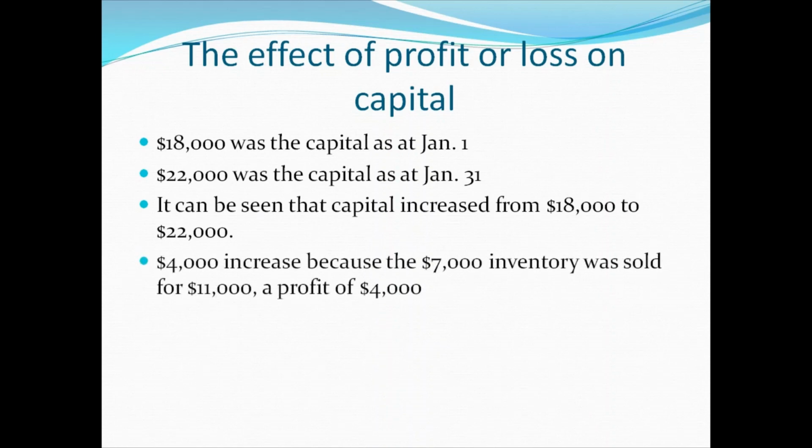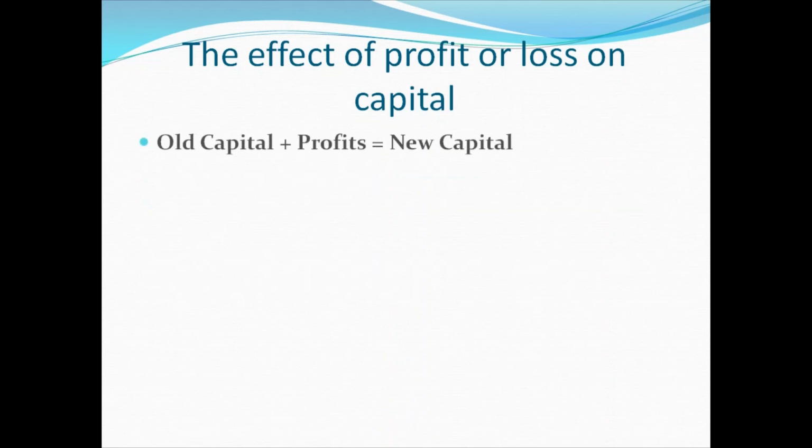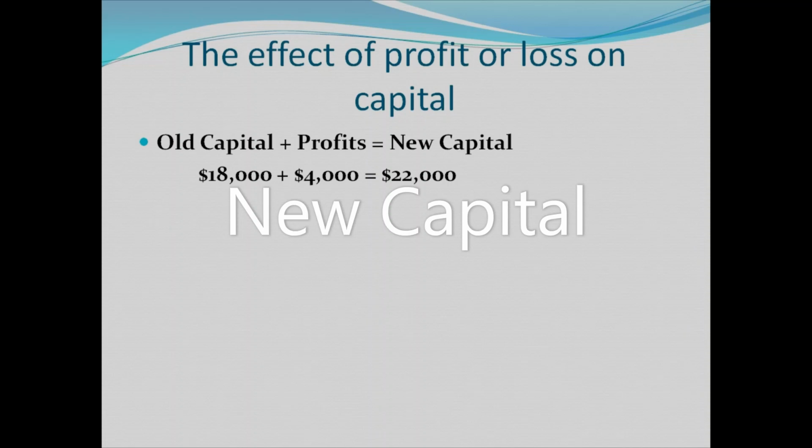It can be seen that capital increased from $18,000 to $22,000. $4,000 increased because the $7,000 inventory was sold for $11,000. A profit of $4,000 was acquired in this case. So we can say that old capital plus profit equals new capital. So if we throw in a few figures, meaning old capital $18,000 plus the profit of $4,000, it will equal $22,000, which we are calling our new capital.